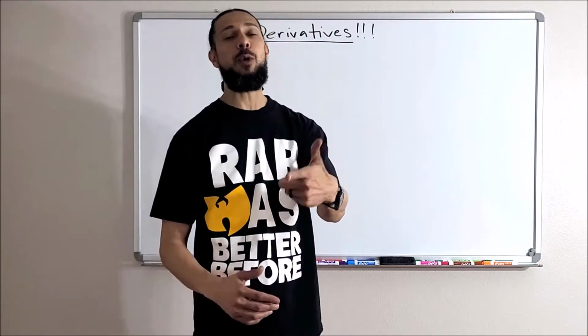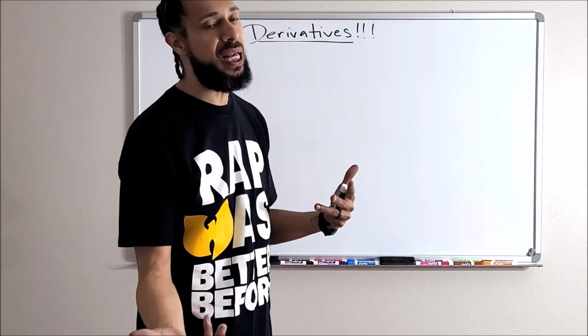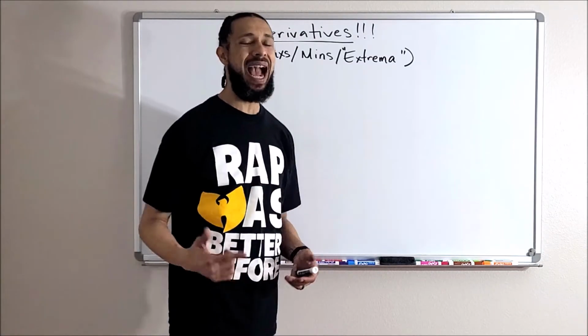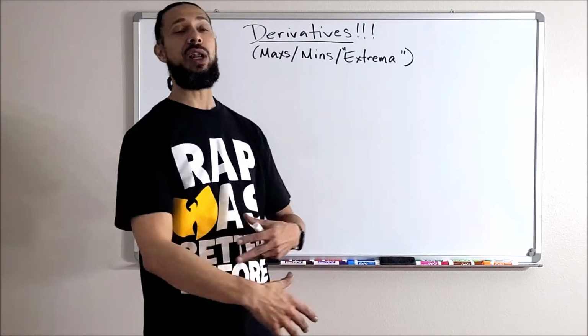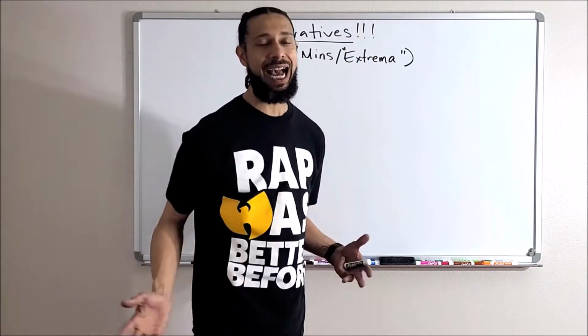So today we're going to talk about how we use derivatives to find maximums and minimums. You can lump them both into one word called extrema. That's some fancy calculus talk.